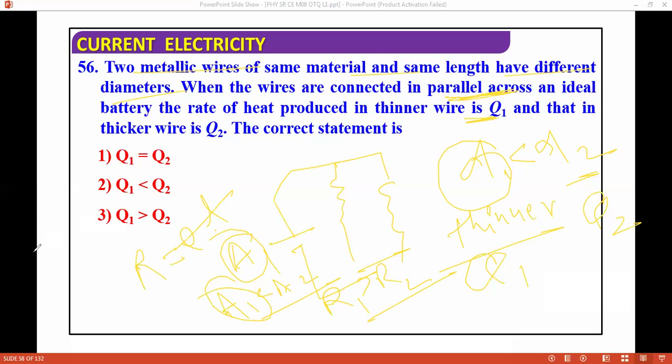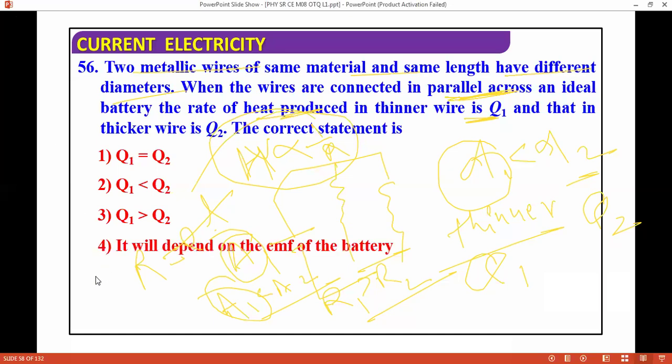Again, this is parallel combination. In a parallel combination, I already said the power, the heat produced in the same load, is inversely proportional to resistance. So if you know, you know. This way you can go through the options, and the correct answer will be in front of you.